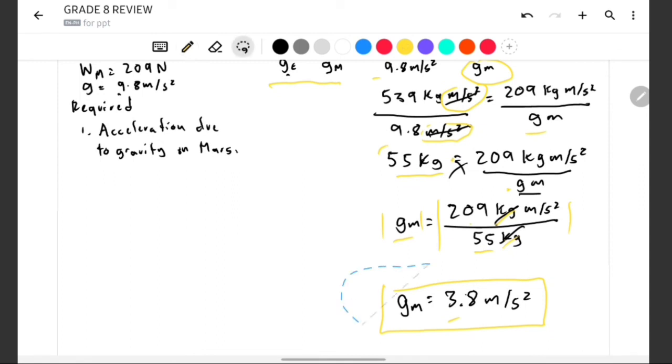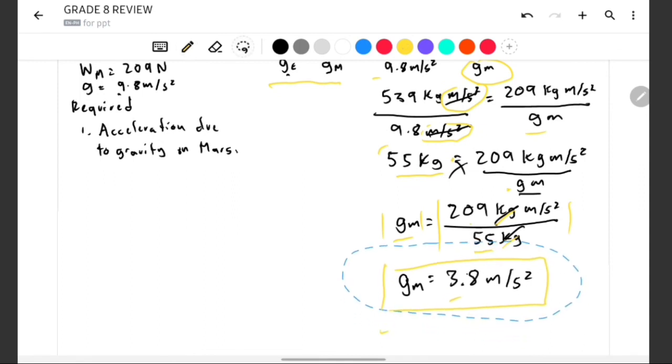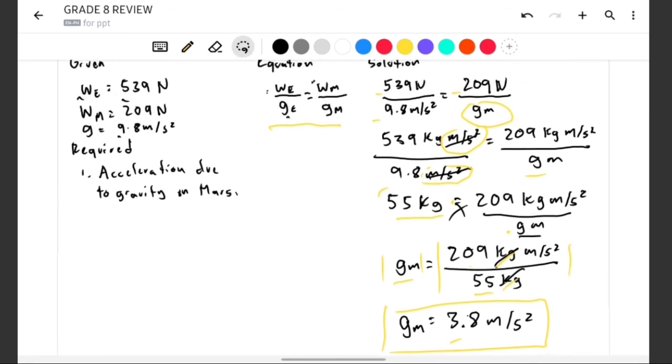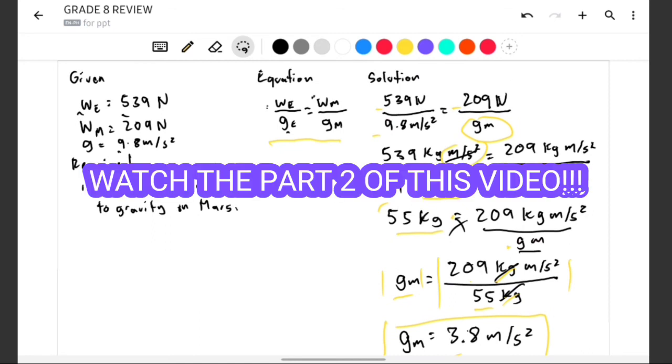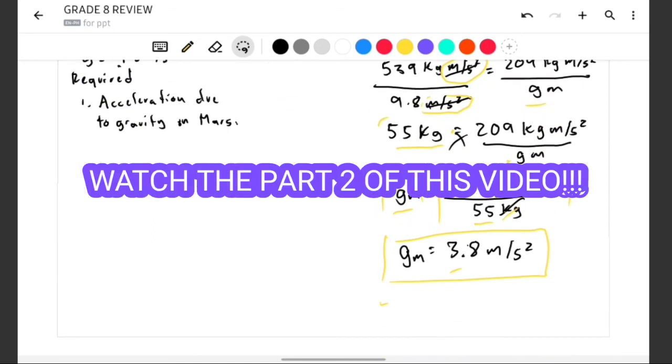Naintindihan nyo ba yung item 2? I hope you did. Kasi may ganito atang item sa first long quiz ninyo. Okay? So, kung di nyo naintindihan, balikan nyo lang siya. I-rewind nyo lang.